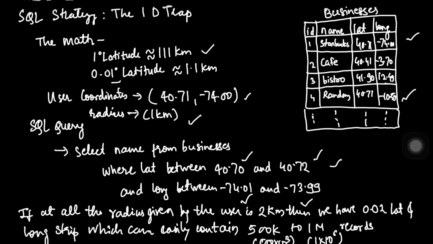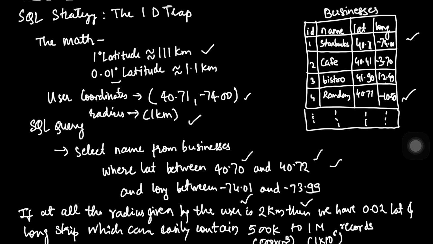Okay, so let's summarize the strategy we just walked through. We have our user at, say, 40.71 and minus 74.00. To find the businesses within a 1 kilometer radius, we applied a magic number of 0.01 to create a bounding box. We then fired off our SQL query, which was select name from businesses where lat is between these two numbers and long is between these two numbers.